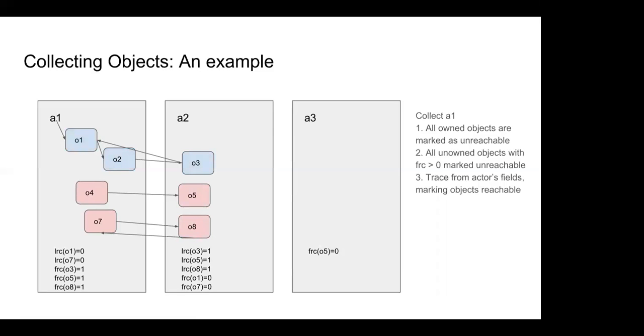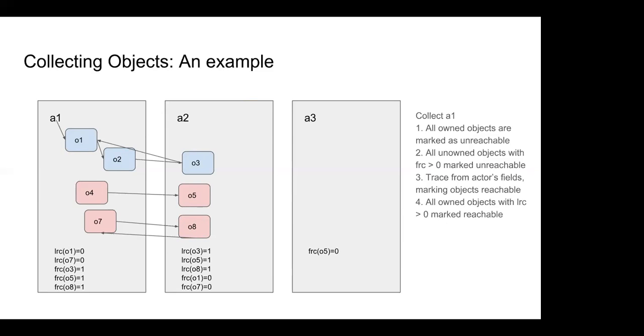And now we trace from the actor's fields, marking objects as reachable. Unlike with A2 and A3, A1 does have a reference to at least one of its objects, and that object is 01. And so we mark 01 as reachable, and we mark any object that you can get to from 01 as reachable as well. That includes 03, because you can reach 03 from 01 by going through 02.